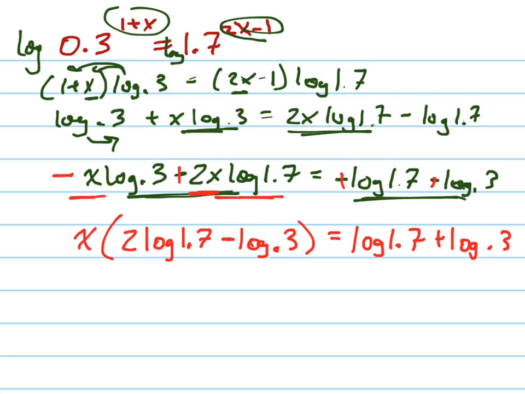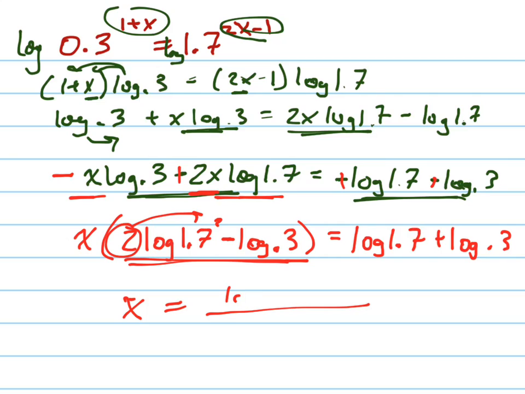And now I can divide both sides by this to get rid of it. I'm going to first take that and put it up there. I'm not even going to multiply it out; I'm just going to put it up there so that I can see it a little bit differently. So it's the log of 1.7 plus the log of 0.3, all over the log of 1.7 squared minus the log of 0.3.